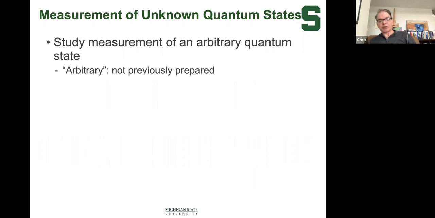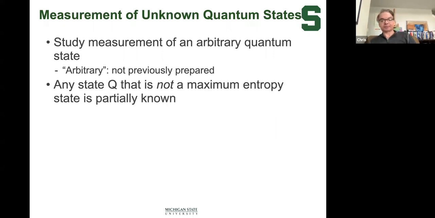So what does arbitrary mean? It means it wasn't previously prepared. That means you don't know what basis to measure it in so that there is no noise. Because as you know, if you measure a quantum system in the basis in which it was prepared, then you will actually get the same result over and over again. So that's what arbitrary means.